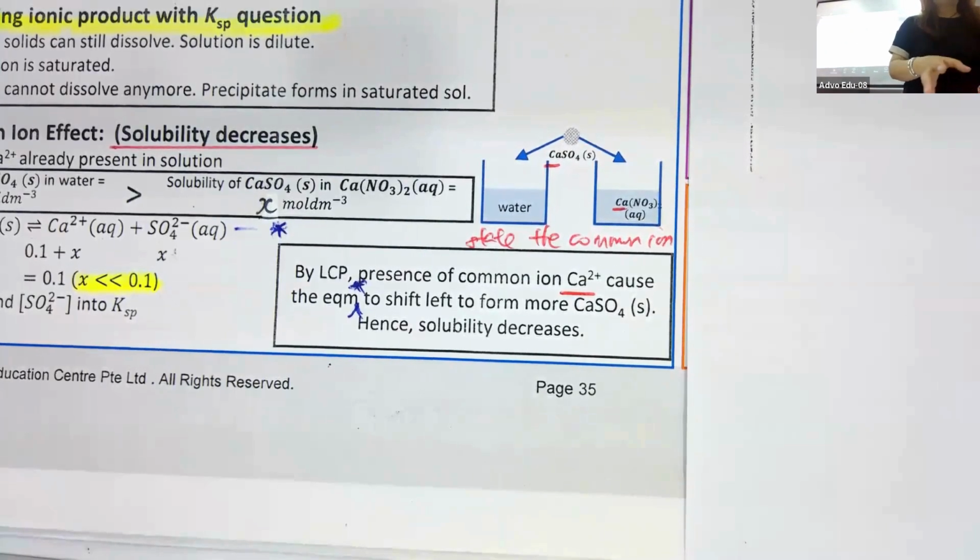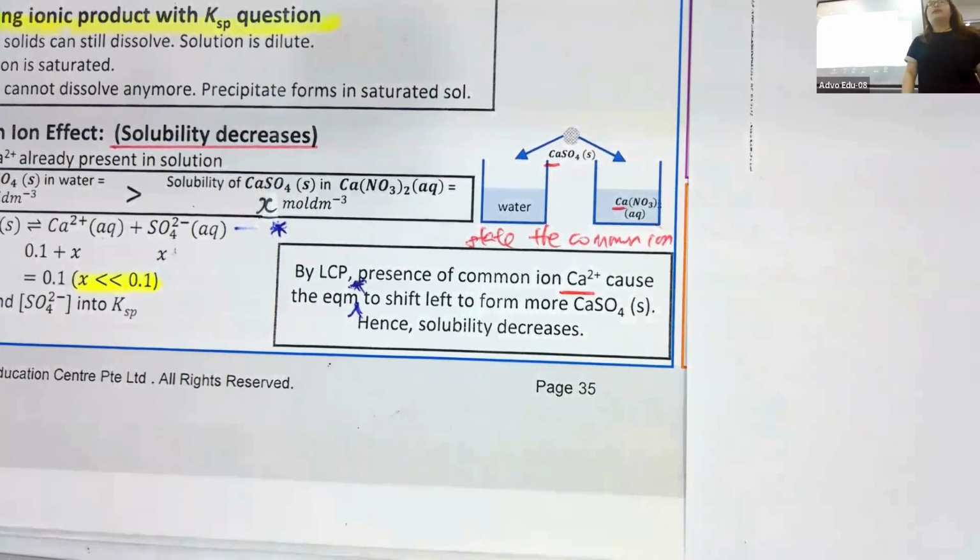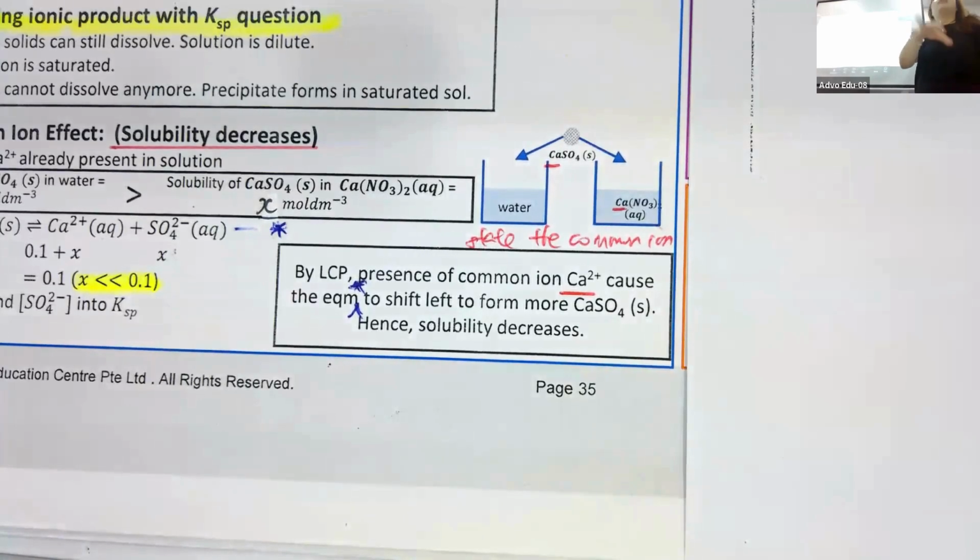Okay? Easy reasoning. If the question says explain, there'll be just this. So sometimes the question says calculate to show that solubility decreases, or calculate to prove the effect of the common ion. So it really depends on what they want when you see the question. Okay, this is very easy, very common, very popular.